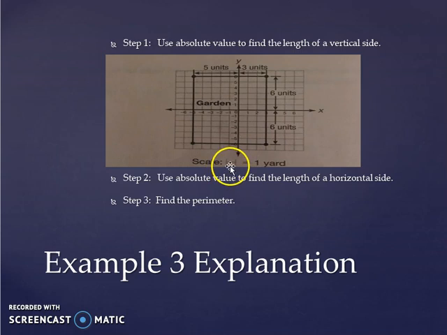Now remember to look at that scale. The scale is telling me 1 yard. Sometimes it may be in 2 yards or 3 yards. Remember, number lines can go up by different values, so you've got to find the pattern there.